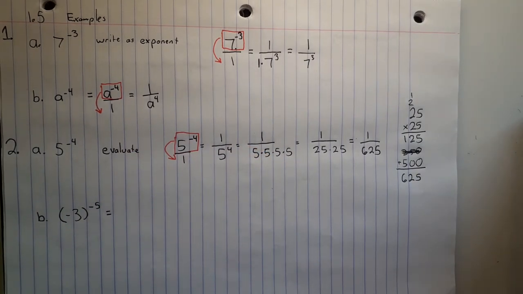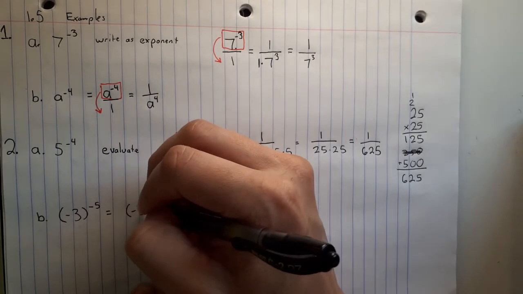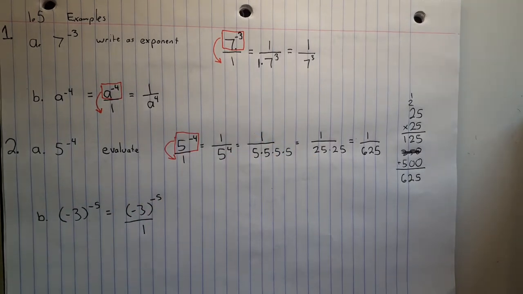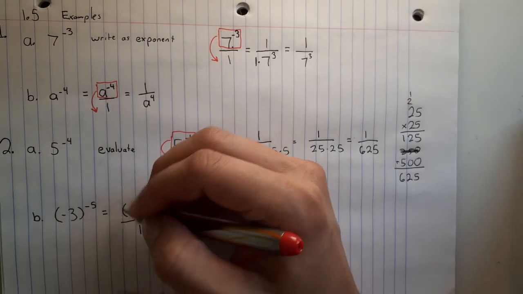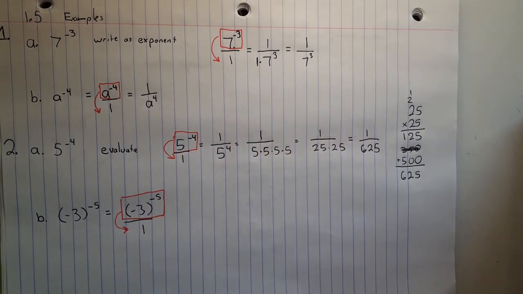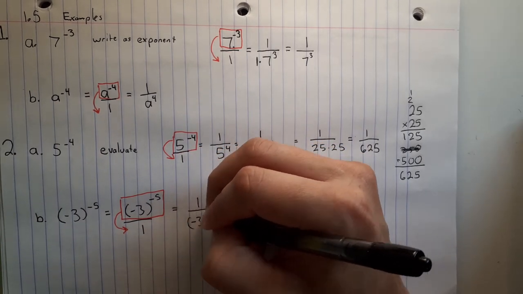So for this next question, we're trying to solve negative 3 to the power of negative 5. So this is equal to saying negative 3 to the power of negative 5 over 1. And because that has a negative exponent, it's going to be moved. So we are left with 1 over negative 3 to the power of 5.